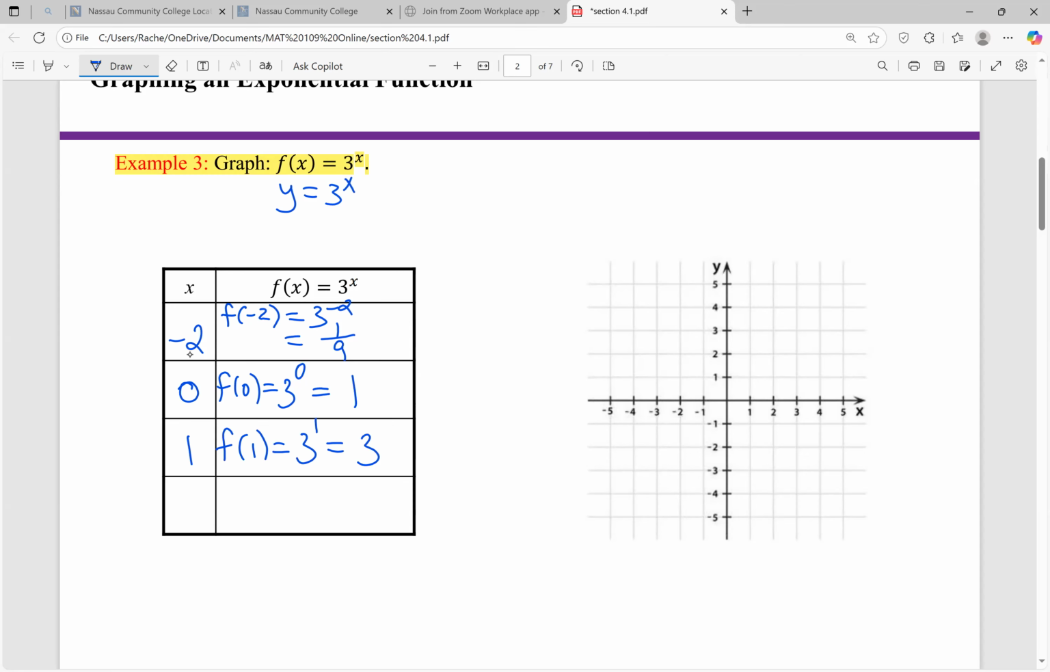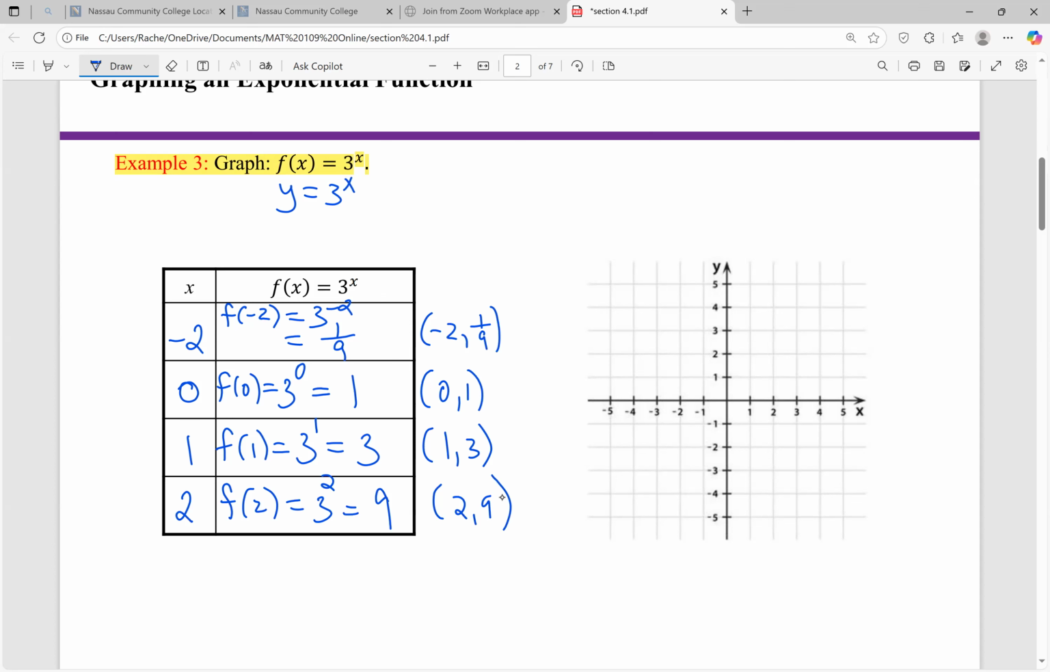And let's pick another value of x. Let's pick 2. So f of 2 would be equal to 3 to the second power, which is 9. So now I have 4 ordered pairs that I could plot, right? So here we have -2, 1/9; 0, 1; 1, 3; and 2, 9.